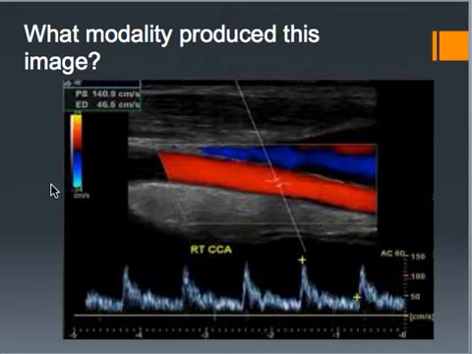What modality produced this image? So this is an ultrasound, right? And that's what you need to know for this question. What modality produced this image, and it's ultrasound? This is ultrasound Doppler. So it actually shows the blood flow, and it's measuring the velocity of the blood flowing down here as well. So what modality produced this image? Ultrasound Doppler.